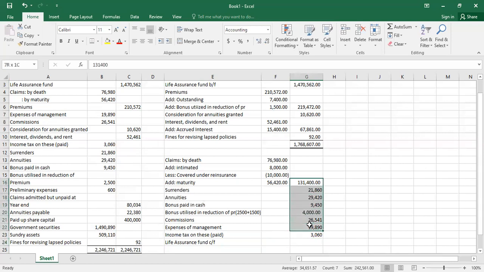So I need to get the totals here. The totals here are 245. Write this figure somewhere. 245, 621. Have you written it? Then you subtract and give me the balancing figure. So you subtract it from 1,768,607. What do you get?